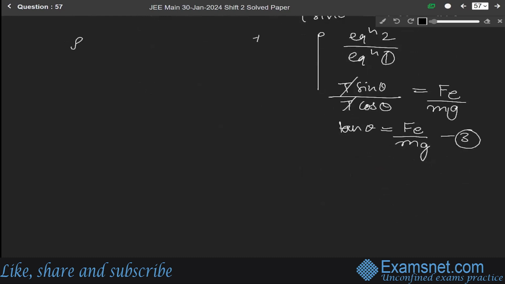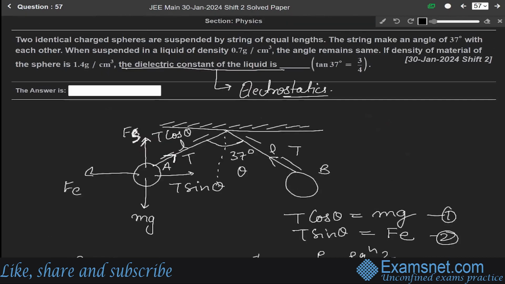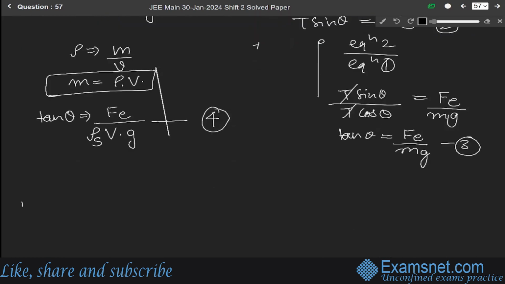So density equals mass over volume, so mass will be density into volume. Putting this value of m in this, tan theta will become Fe over rho of the sphere into volume into gravity. Let us mark this as equation 4. According to the question, the density of the material of the sphere is 1.4 gram per centimeter cube.